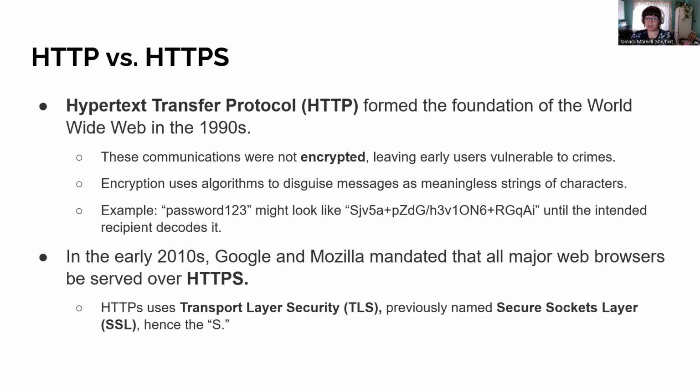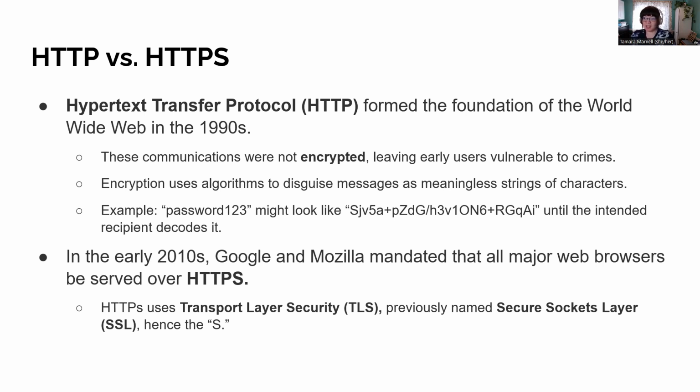So first, HTTP, we talked about in the last series. So that was Hypertext Transfer Protocol, used as the foundation to create the World Wide Web of sending HTML documents between servers and clients. And it worked very well. The problem with HTTP is that communications are not encrypted. They are human readable. If somebody intercepts a message between a client and a server, they can read it for themselves.